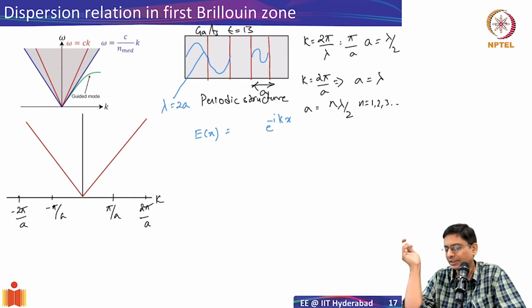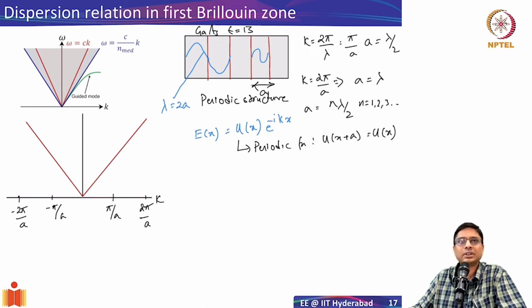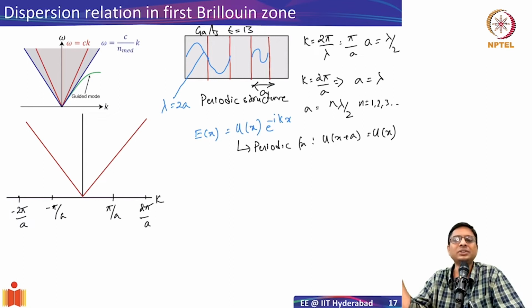So if you have this notation, exponential minus ikx, the electric field will essentially be of this form, where my u of x is a periodic function. It captures the periodicity of the lattice, right? So this is my periodic function, essentially meaning u of x plus a equals u of x. If you translate the lattice by the periodicity, then you get the same lattice. That's all. So that's a Bloch function.